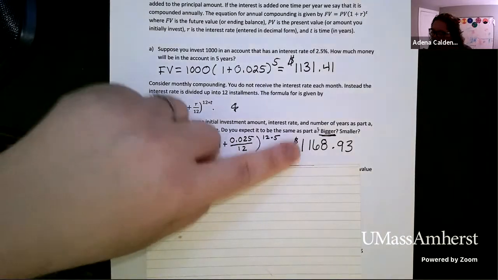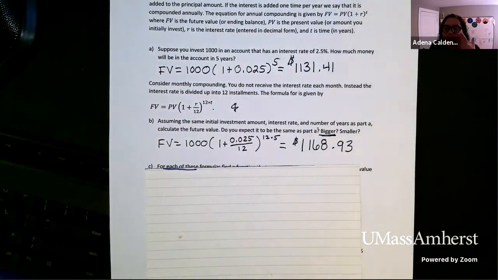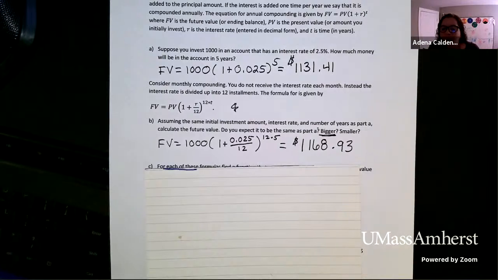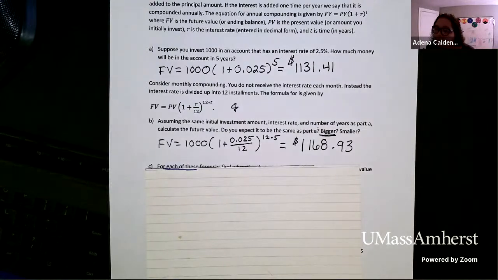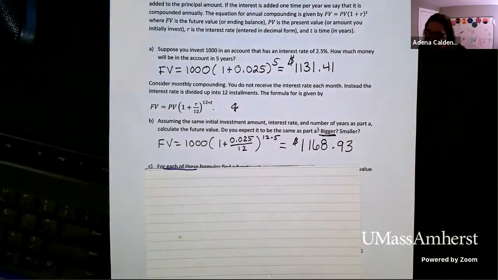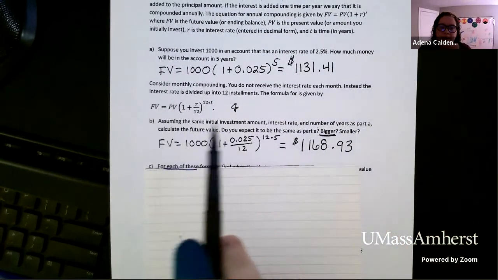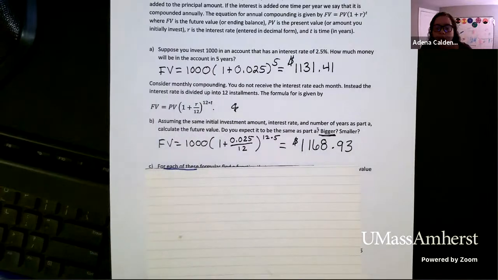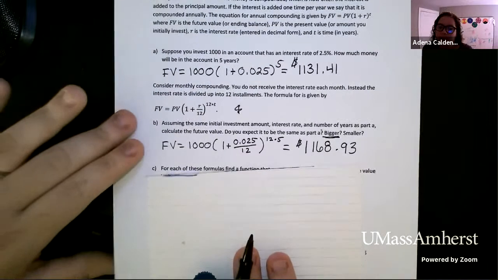It may not seem like a huge difference, right? $37 over 5 years, but imagine that you have $10,000 or $100,000, right? As you are later in your life, that does make a really big difference. So compounding is pretty important. Now, you can see that both the annual, right, and the monthly compounding are both exponential functions. They both have that t up in the power.